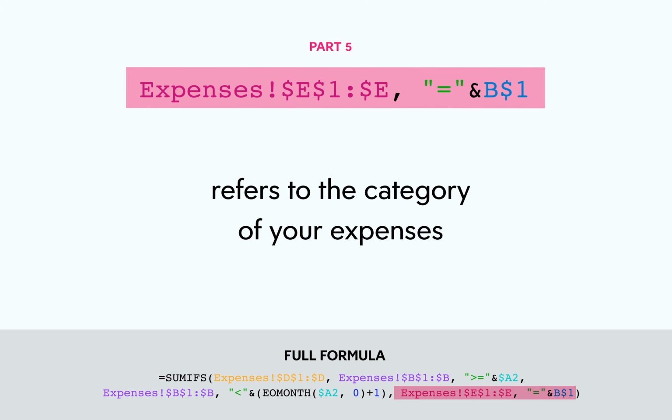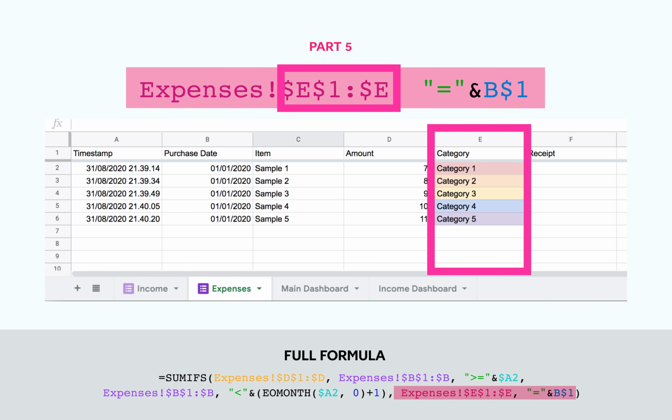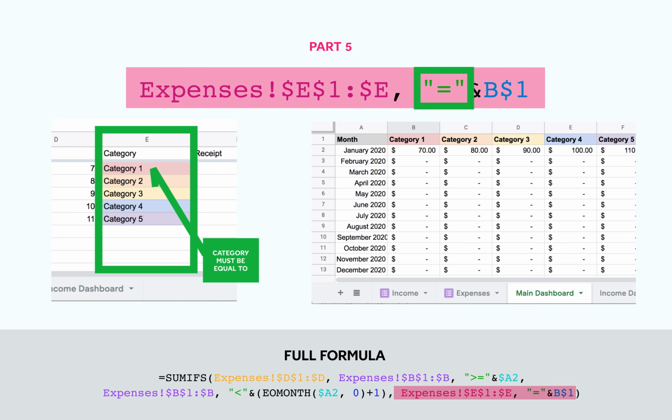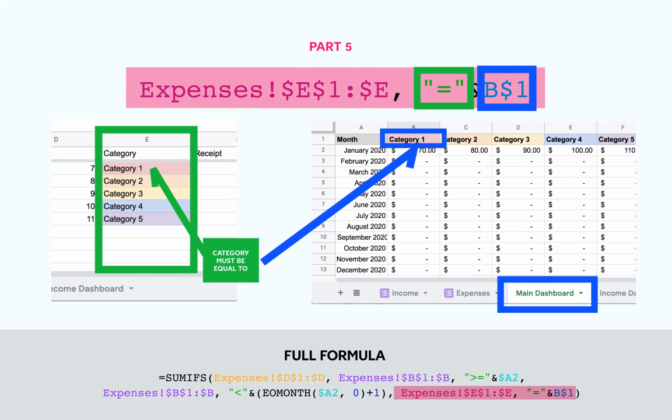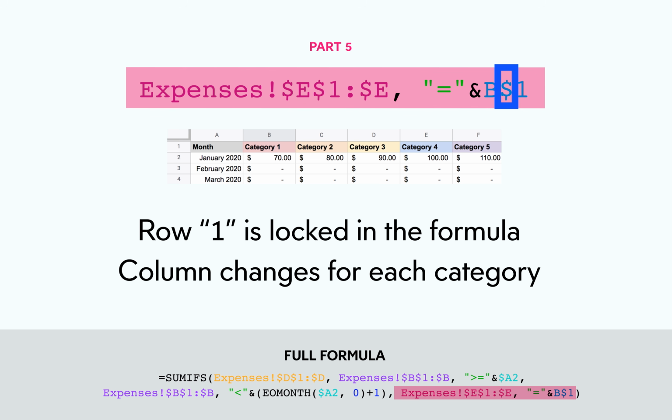This last part refers to the category of your expenses. It's getting the data from your expense sheet, from column E. This is where you've input your category name. It will only accept this data if the category name is equal to B1 of your main dashboard. Because there's a dollar sign on 1, row 1 will stay locked in the formula. There's no lock on column B, so when the formula gets copied over, it can adapt for each category.